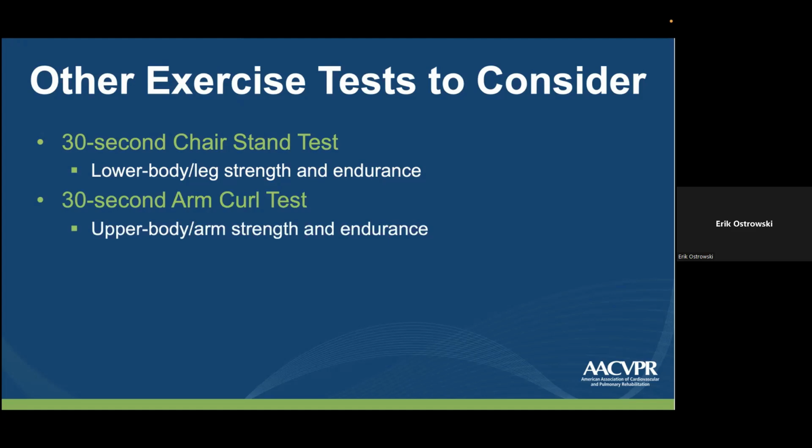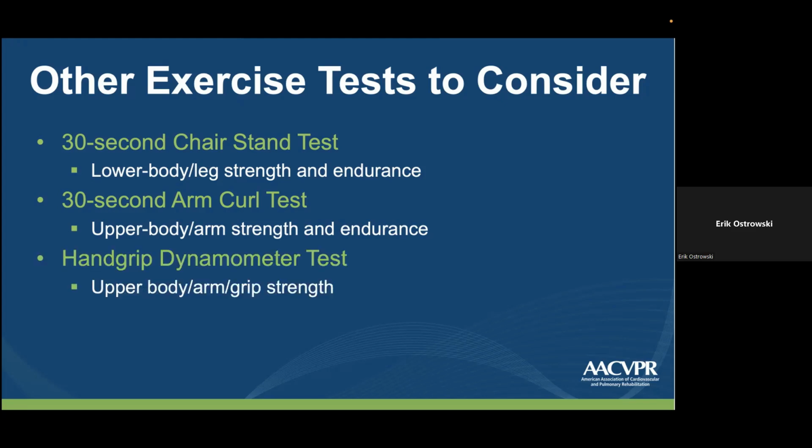The 30-second chair stand test, as the name of the test implies, takes 30 seconds. It is essentially how many times the patient can perform sit to stands in a chair without using their arms as assistance in 30 seconds. There's also a 30-second arm curl test, which is an upper body arm strength and endurance test. Men use an 8-pound dumbbell, women use a 5-pound dumbbell, and how many arm curls they can perform in 30 seconds can be benchmarked against similar gender and age matched norms.